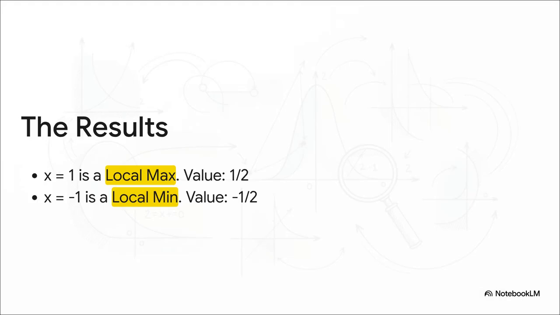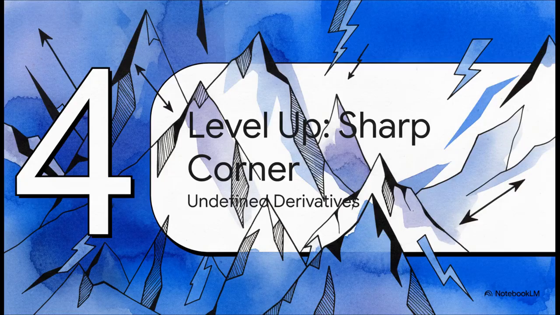So, after we test our two critical points, here are the results. At x equals 1, we find a local maximum with a value of 1/2, and over at x equals negative 1, we find our valley, a local minimum with a value of negative 1/2.